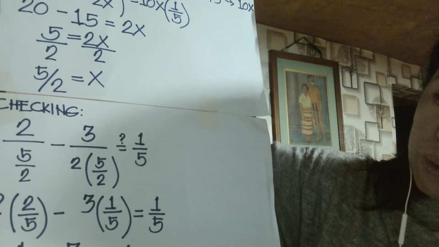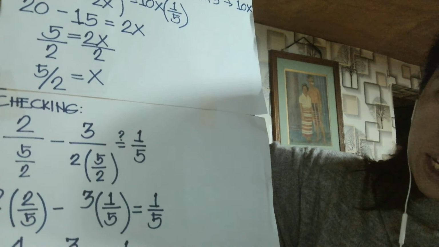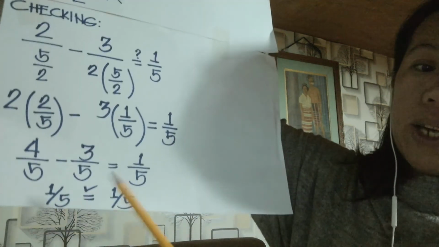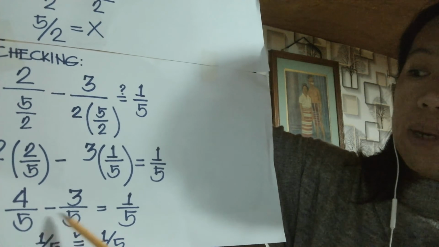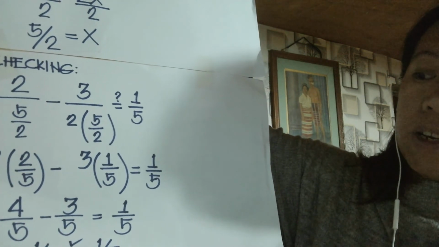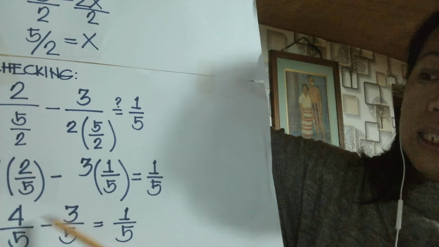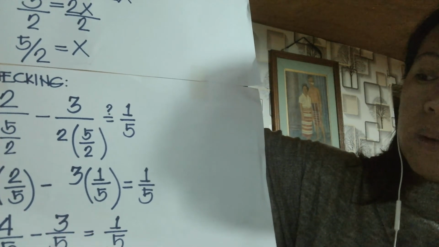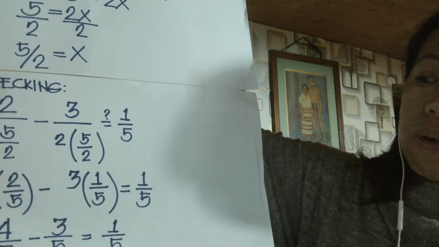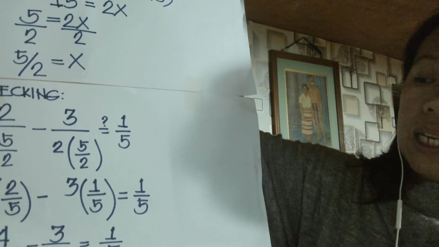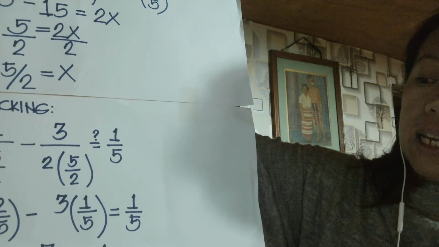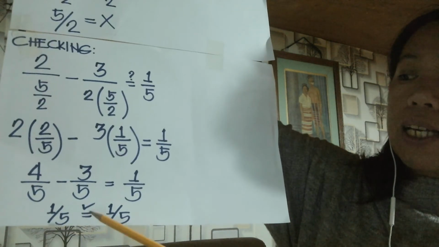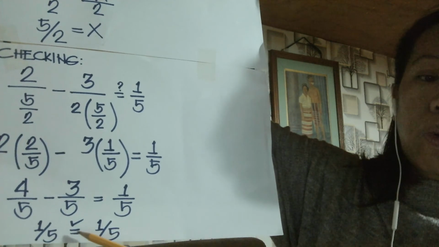And you know already the rule in subtraction with similar denominators. So simply copy the common denominator and subtract the numerators. So 4 minus 3 is 1/5. So we have the correct answer in our value of x. Since we arrive at an equal equation, it was proven that the equation is true.